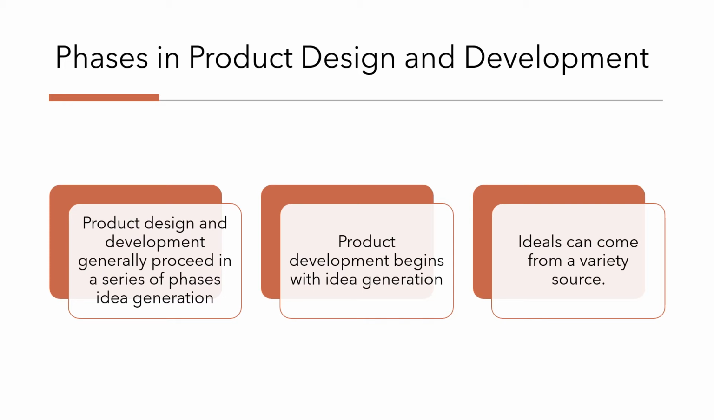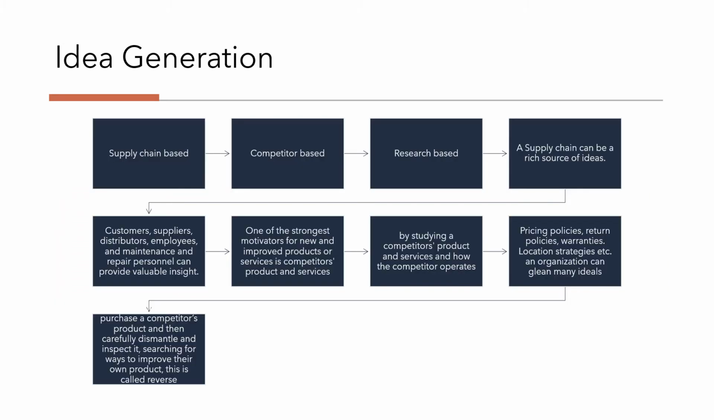There are phases in product design and development. Product design and development generally proceed in a series of phases. Idea generation: product development begins with idea generation. Ideas can come from a variety of sources. What is idea generation? Supply chain based, competitor based, research based.